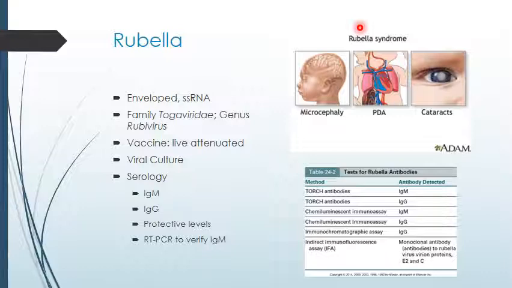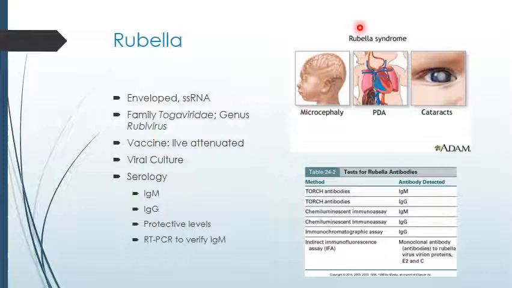In order to reduce the frequency of CRS, a vaccine was developed. It is a live attenuated vaccine, and that was developed really because of the risk to the offspring. And it has become part of the triple vaccine that most kids get called the MMR: measles, mumps, rubella.